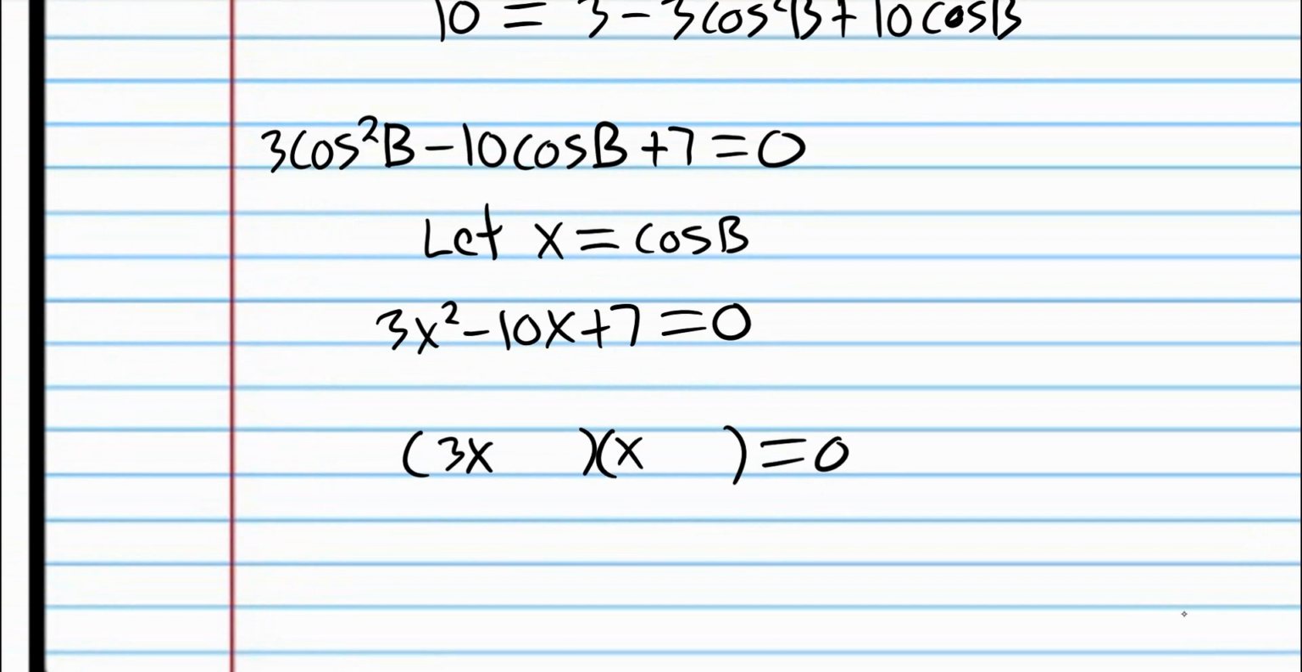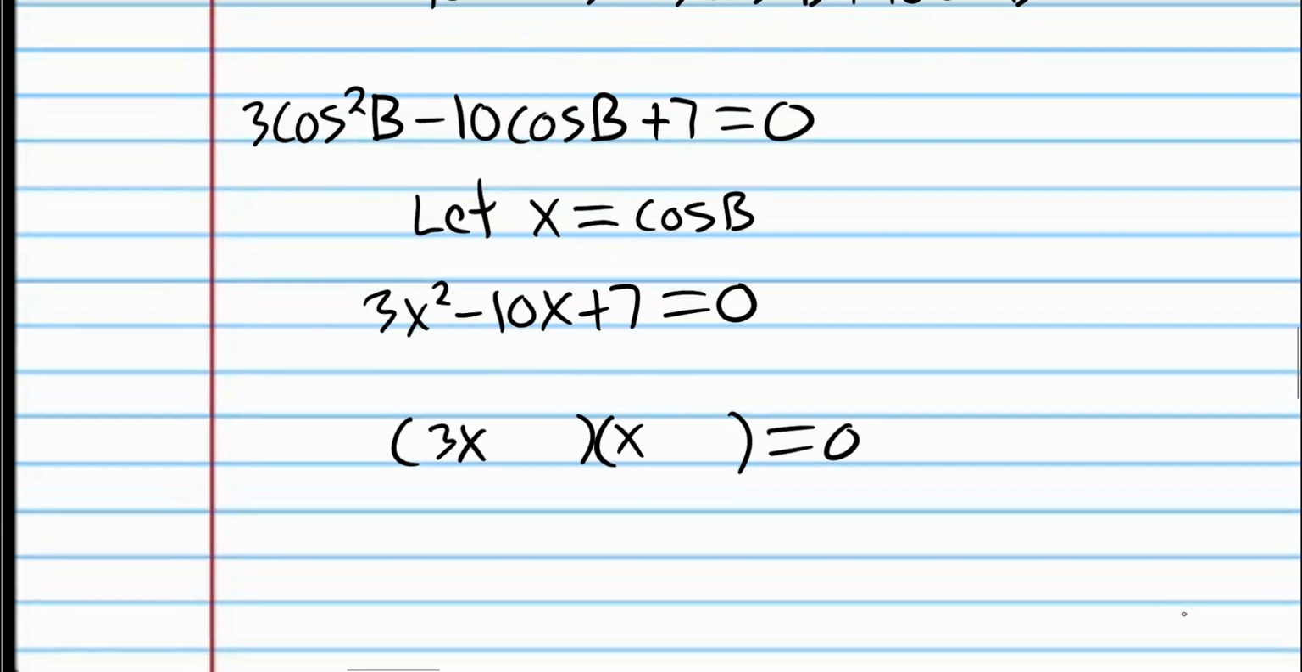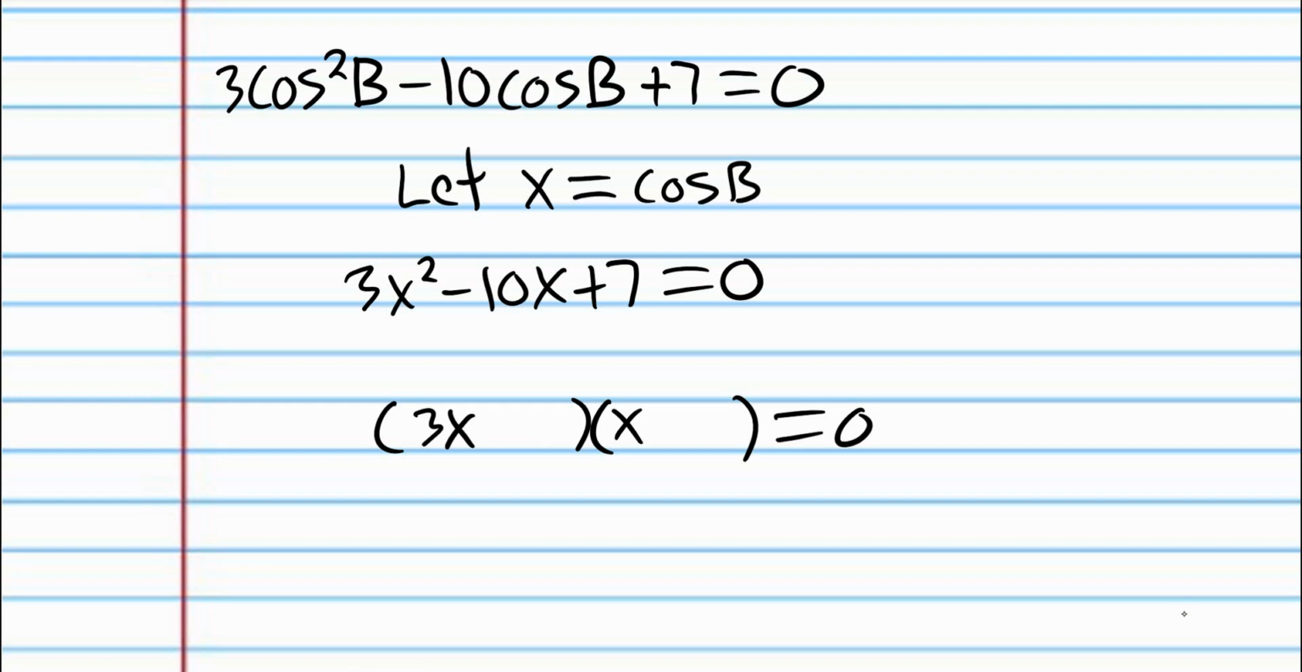So 3x times x is 3x squared. And we have to ask, what are two numbers that multiply to 7? Now they're not going to add up to negative 10 because the coefficient here complicates things. But we do know that the inner terms have to add up to a negative, so that means both of these numbers have to be negative, and of course the only option is 1 times 7.